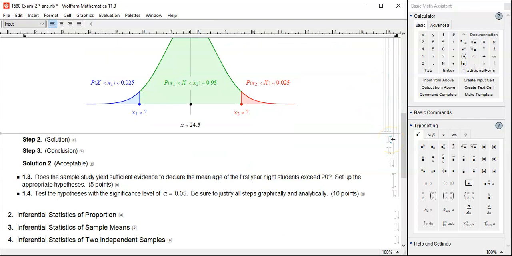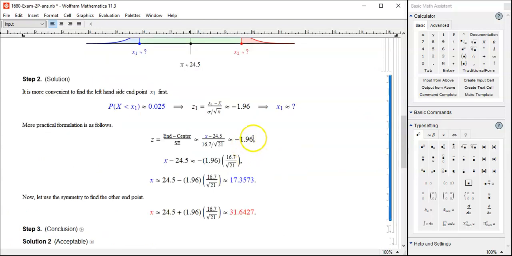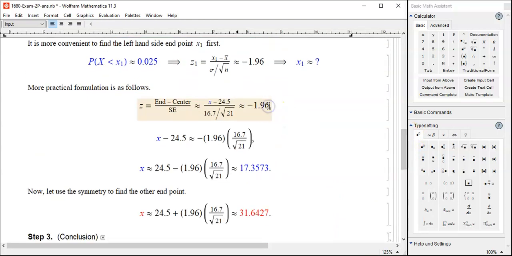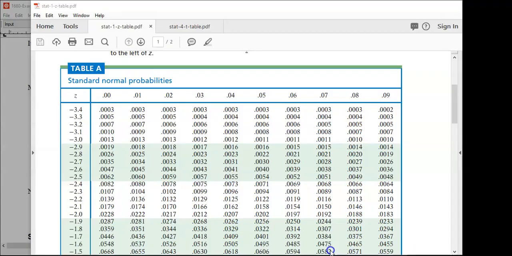Okay, here's the solution. Typical method is the z-score formula, end minus center over SE. Too many fractions, so let me expand the font. End minus center over SE. So x minus 24.5 over SE, standard error, 16.7 over square root of 21, the sample size here. And then the statistic of negative 1.96, where did it come about?